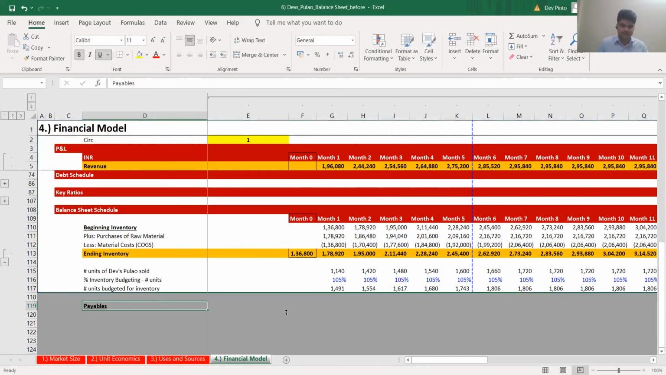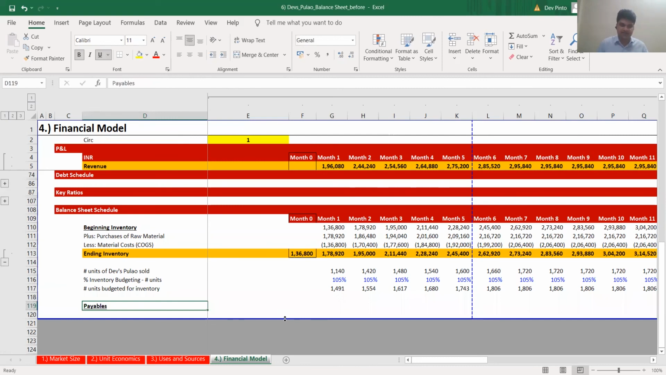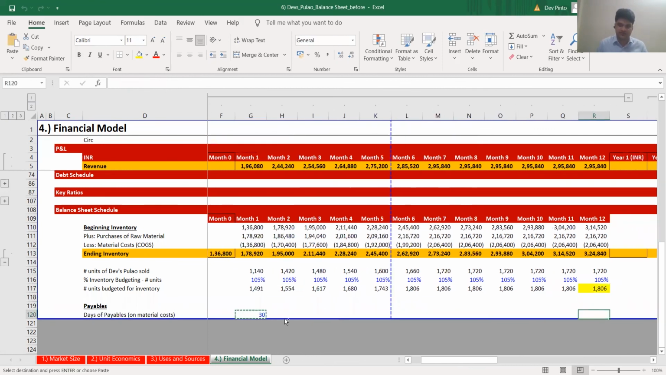So let's say the days of payables on material costs is 30. What do I mean by 30? At the start of month one, your supplier gives you 1.78 lakhs worth of inventory, but he doesn't take the money from you upfront. You can pay him back in 30 days. That's what the 30 over here signifies. Let's just take this here.